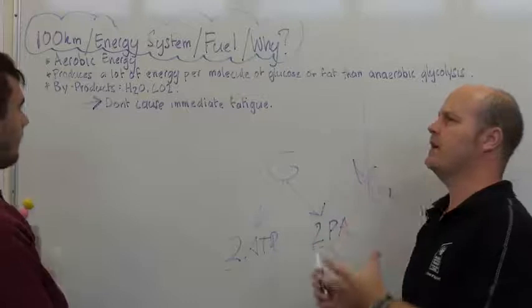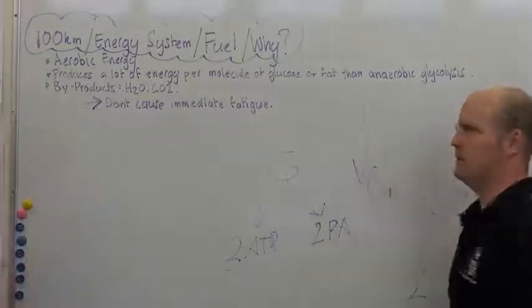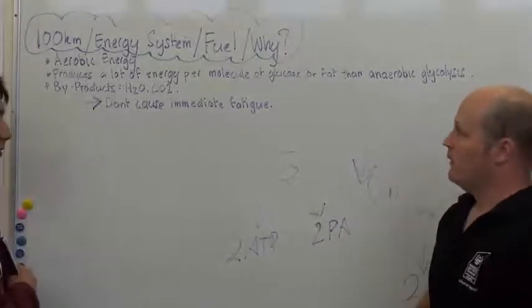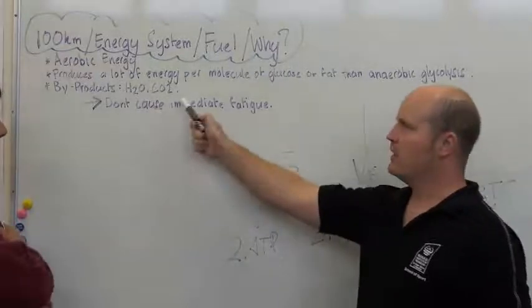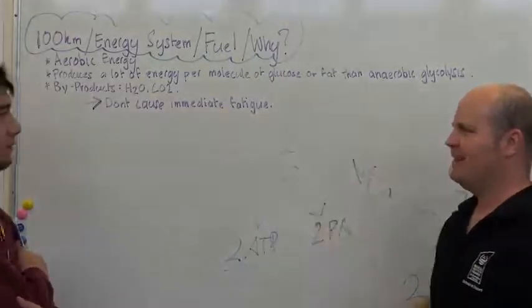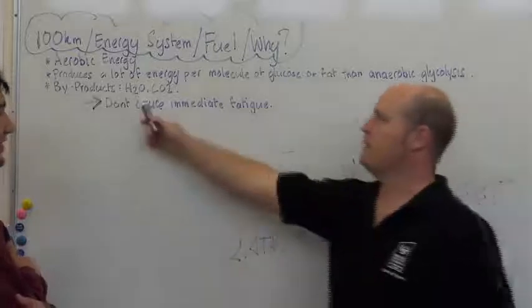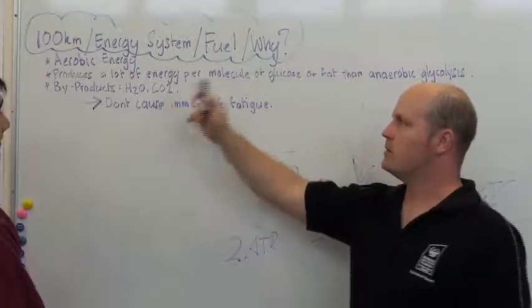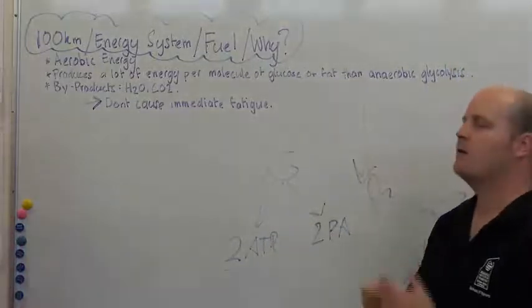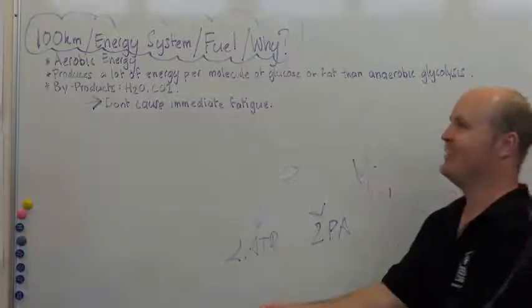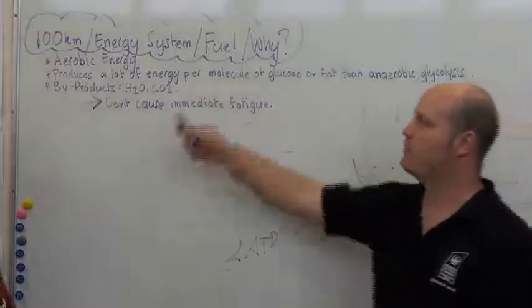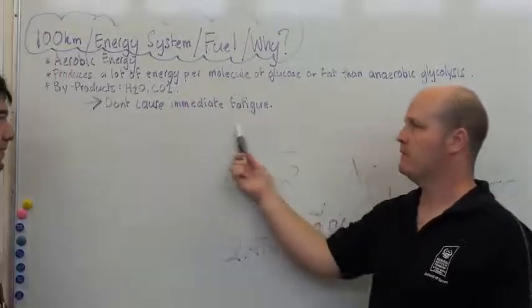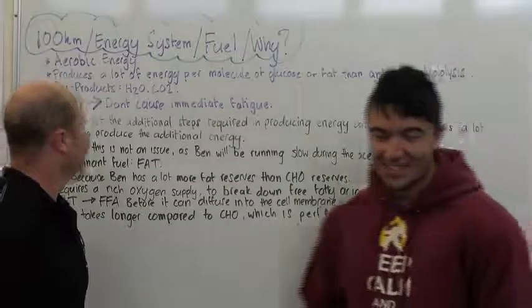What's the waste product of working aerobically? H2O and CO2. Good. So we get water and carbon dioxide. Is this a bad thing? No, because there's nothing toxic about water, we can use that. And carbon dioxide, can we get rid of it? Yes. And how do we get rid of it? Breathing out. Perfect. Okay, so these byproducts do not cause immediate fatigue. Brilliant.